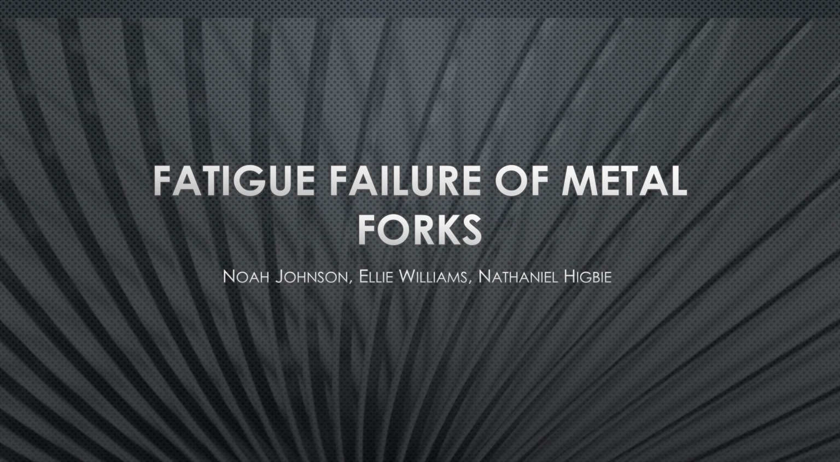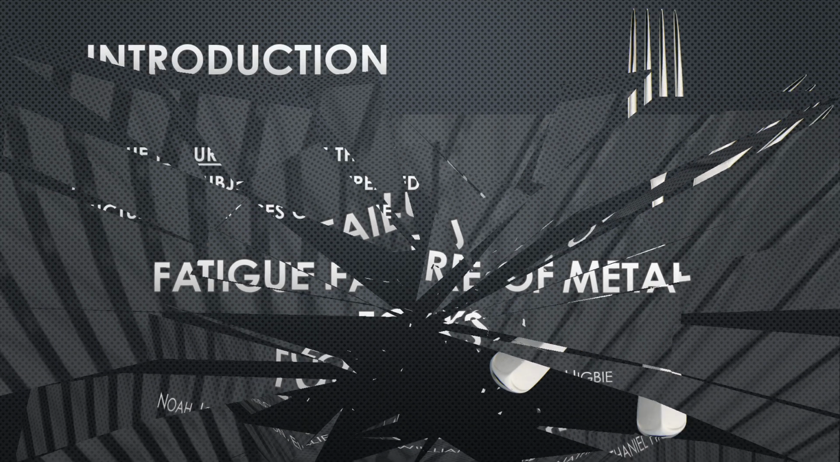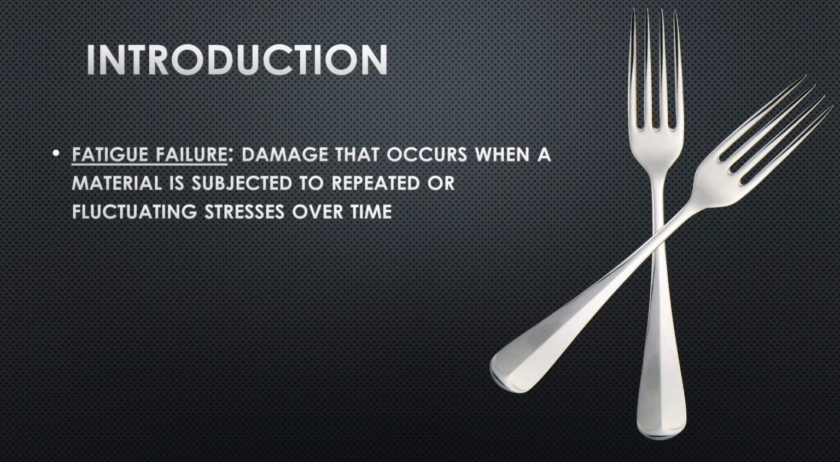Our group is examining the fatigue failure of metal forks. Most people would think a fork would not snap just by bending it by 90 degrees. However, when this process is repeated, fatigue failure causes the fork to break. Fatigue failure is the damage that occurs when a material is subjected to repeated or fluctuating stresses over time.